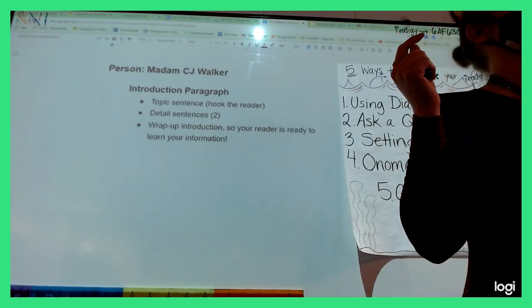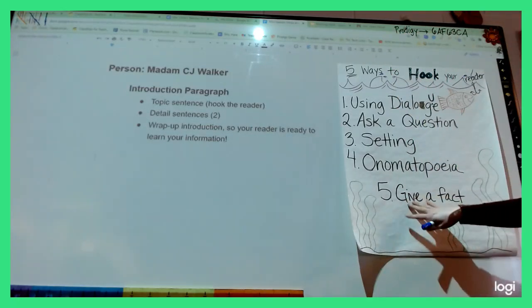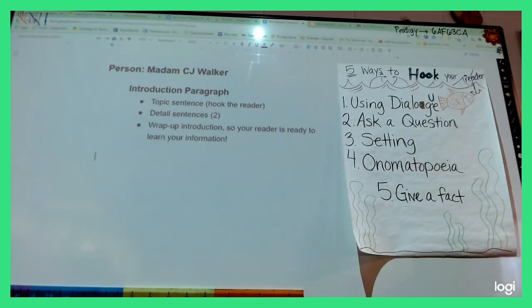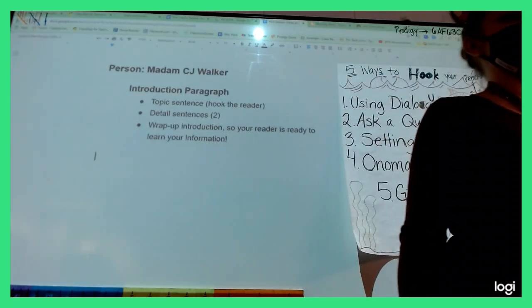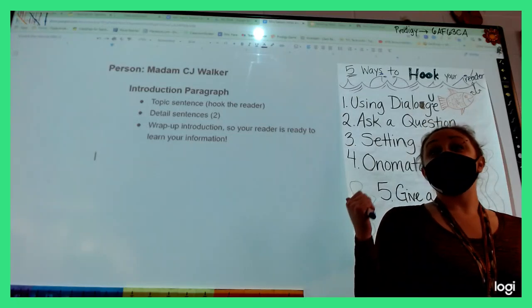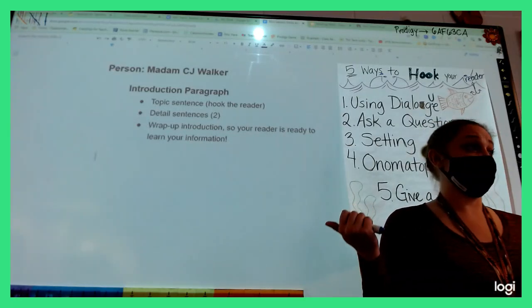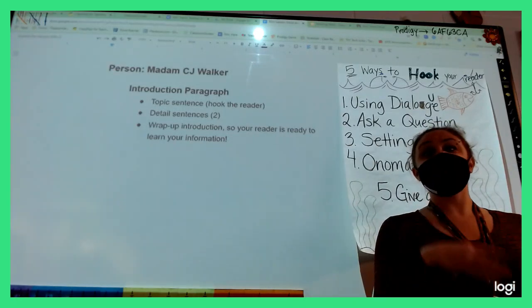Quentin? All right. The fifth way, give a fact, okay? And this is kind of an easy way if you're getting really confused. So if I'm doing Madam C.J. Walker, I might say, before she was alive, there were not any hair products for certain groups of people. So I could kind of take that route and use a fact.